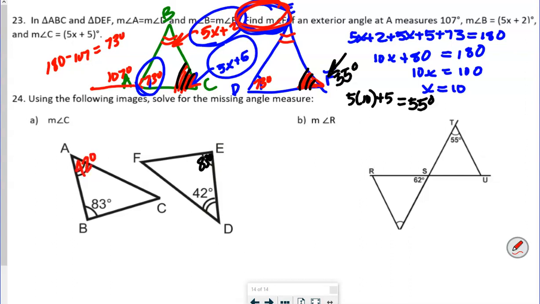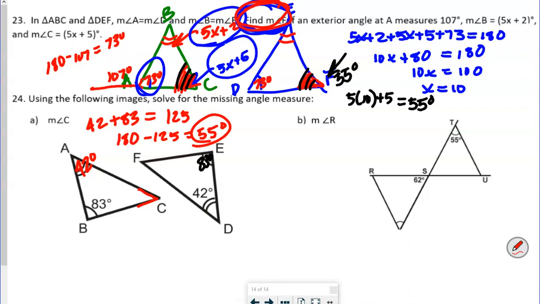So we're looking for C. That's this angle right here, right? So aren't we going to add 42 plus 83? Find what that is. That's going to be 125, right? And we're going to subtract that from 180. And that's going to give us, if I'm not mistaken, 55 degrees, right? That's our answer. All right, so this last one.